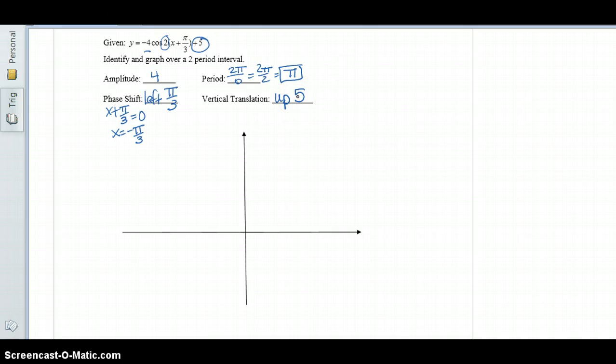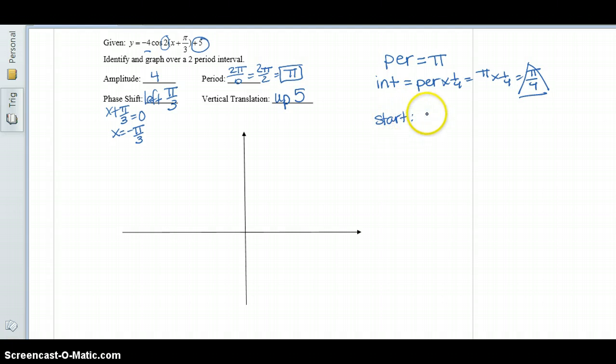So now to calculate the key points, the first thing we do is we take our period, which we already computed to be pi. Then we find our interval, which is your period times 1/4, which is pi over pi times a fourth. So that's pi over 4. Okay. So that is what we are going to be adding each time. Then we've already found our start. Again, we did x plus pi over 3, see where that equals 0, and so then x is negative pi over 3.